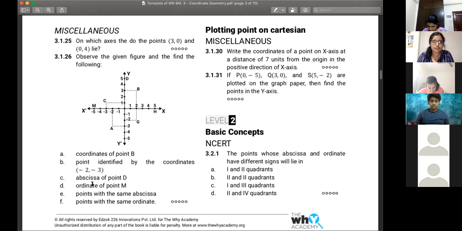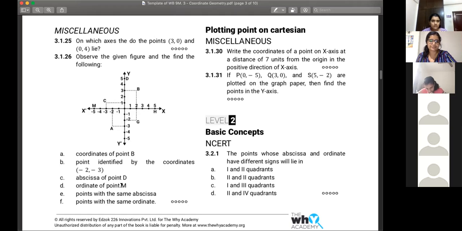Aryan Rajesh, what is the ordinate of point M? Ordinate is -5. Wait, no, that is not correct. Oh, yes, ordinate, no, sorry. It's 0. Yes. I got confused. Abscissa starts with A, so it's the first one, that is the x coordinate. Ordinate comes later, so it's the other one, which is the y coordinate.